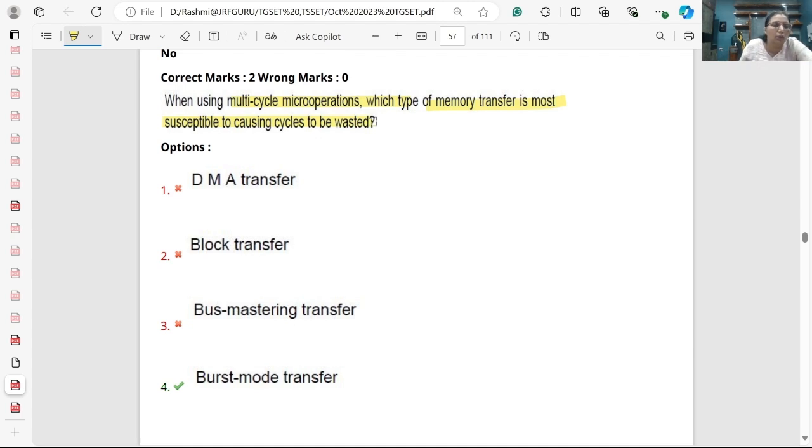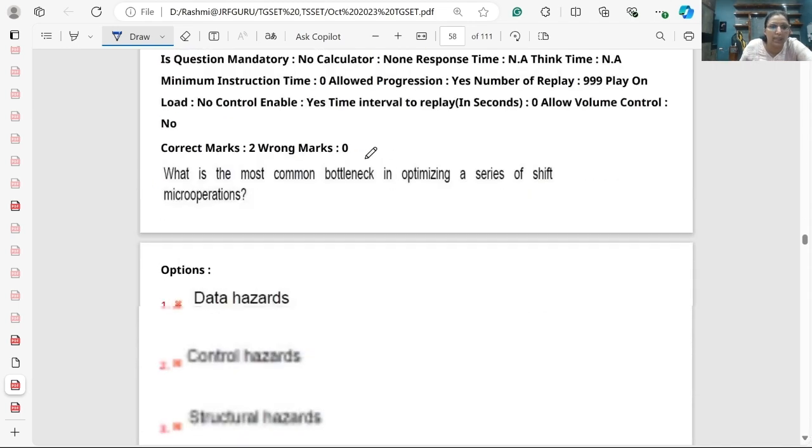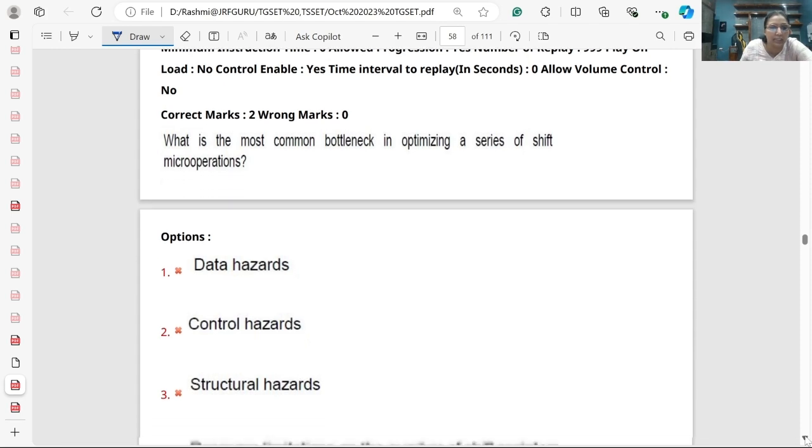Now, when using multi-cycle microoperations, which type of memory transfer is the most susceptible to causing cycles to be wasted? If we have multi-cycle microoperations and we are using burst mode transfer in the DMA mode, that will cause the cycle to be wasted. So yes, it is option 4. In DMA transfer, we have two transfer modes, burst and cycle stealing.